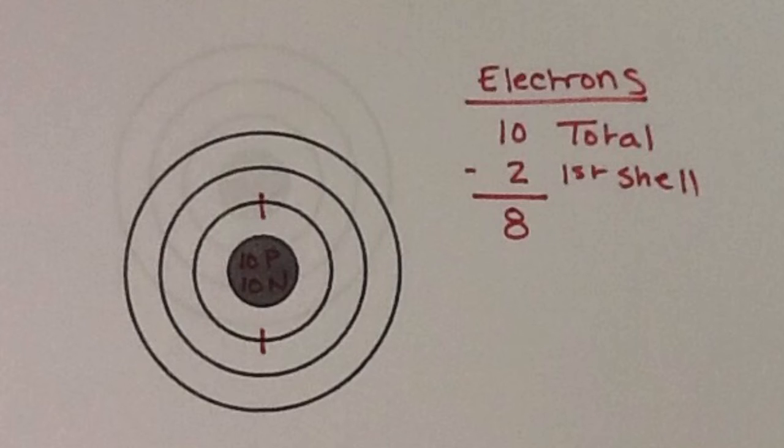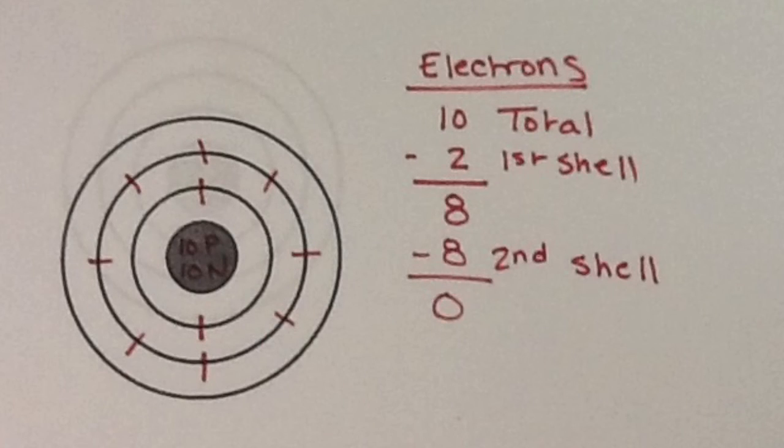The first shell can hold up to 2 electrons, so we take our initial number of 10 and we subtract 2. This will leave us with 8 electrons in our second shell. Because the second shell can hold up to 8 electrons, we will fill it completely. This will give us 8 valence electrons, and we'll also note that the atom is what we call stable, which means the outermost shell is as full as it can be.